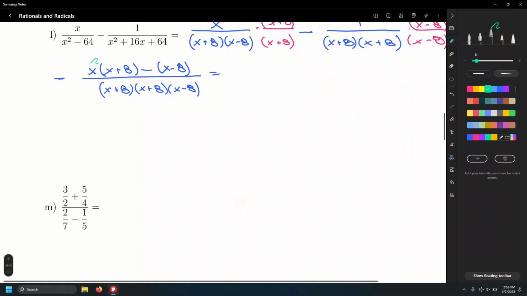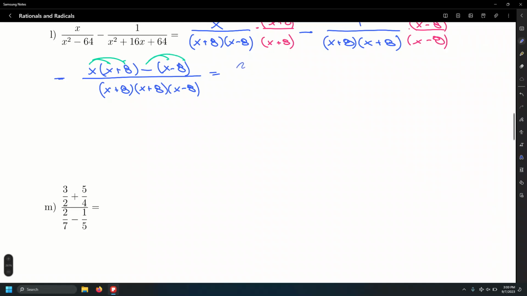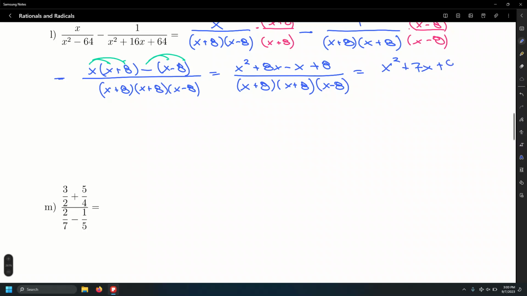And that's going to be, okay, distributive property: distribute x, distribute the negative sign. And that equals x squared plus 8x minus x plus 8. All right, careful with this one. And the denominator just remains the same, x plus 8, x minus 8, another x plus 8 rather, times x minus 8. Combining like terms in the numerator, that's going to leave us with the quantity x squared plus 7x plus 8, divided by x plus 8, x plus 8, x minus 8.